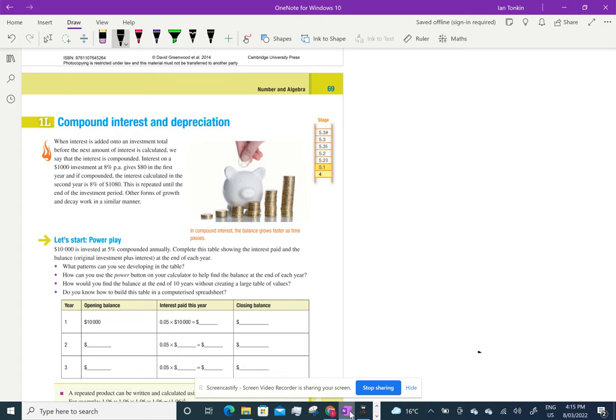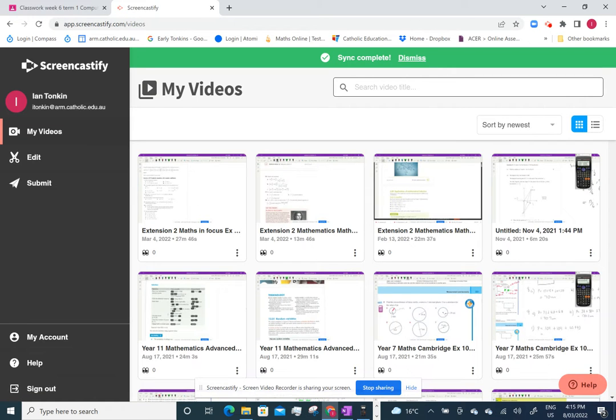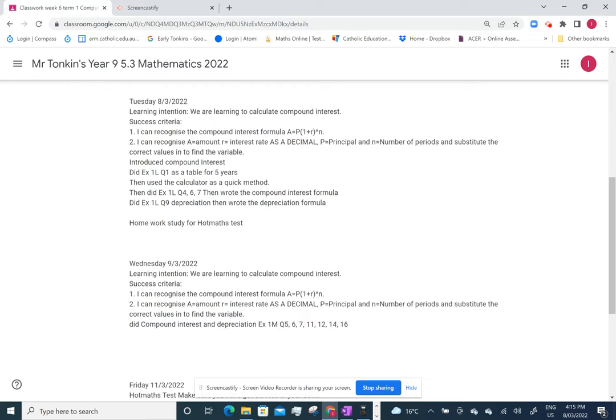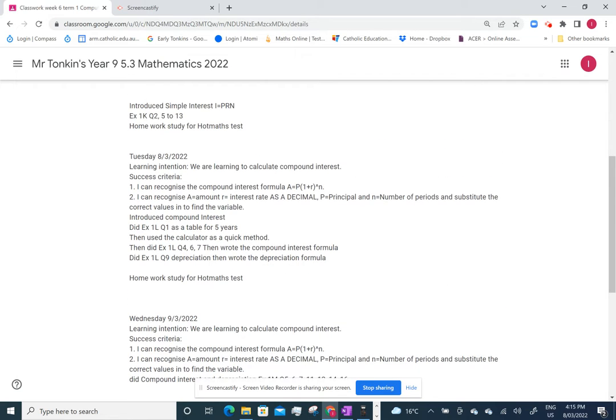Righto, Year 9. I'm about to go over compound interest. It's particularly for the kids who weren't there, or some people who mightn't have been able to get the work that we did today. The work that we did today is here on our classroom, and we did exercise 1L. We didn't do question 1, we did a different question, we made it up, and then we did 4, 6, and 7. So I'm going to go over those really quickly.